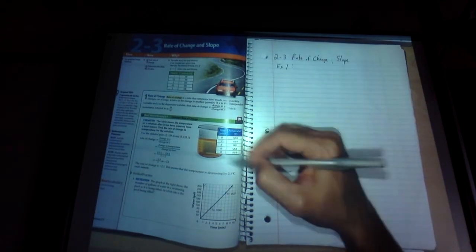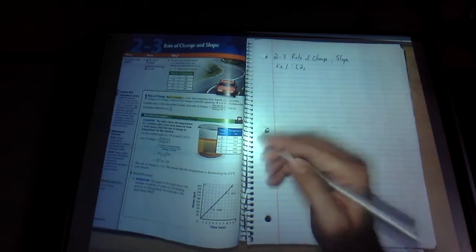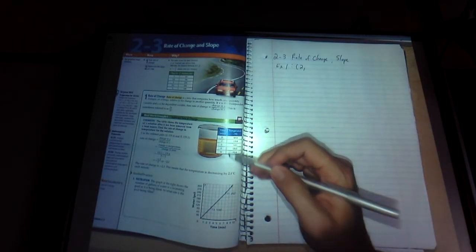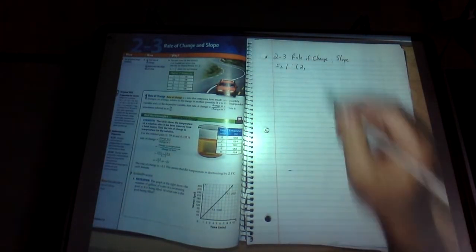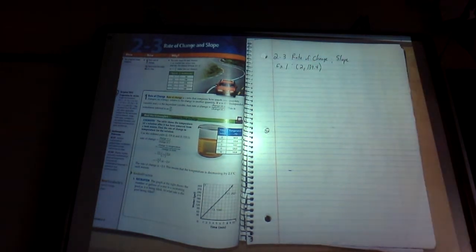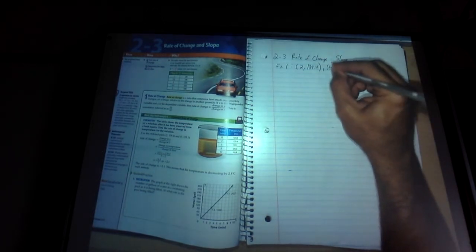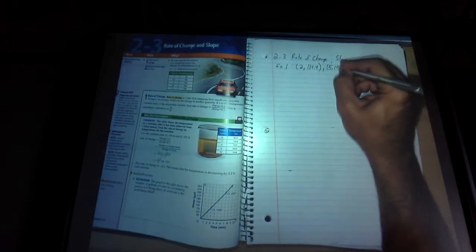So the book says, based on this data, one of our ordered pairs is (2, 139.4). If you'll notice, x is time in minutes, that's our independent variable. Time is usually independent. So at 2 minutes, the temperature is 139.4. There's one ordered pair. We could graph that, but that's what ordered pairs are. They're going to make up some sort of relation or function. The other ordered pair they give us is 5 and then 133.1.